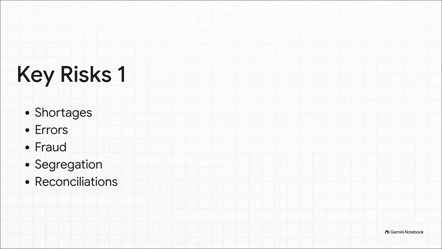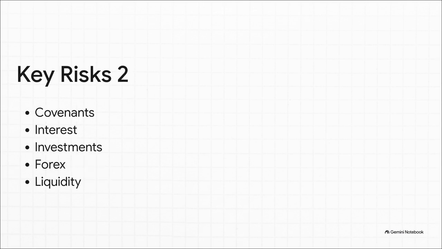And let me tell you, inaccurate bank reconciliations are incredibly dangerous. If reconciliations are sloppy or manipulated, they can easily hide massive systemic losses or ongoing fraud for months before anyone even notices. Beyond the daily cash issues, we have larger structural risks. Covenant noncompliance, wrong interest calculations, improper or unauthorized investments, forex rate fluctuations, liquidity risk, and inadequate reporting and monitoring.